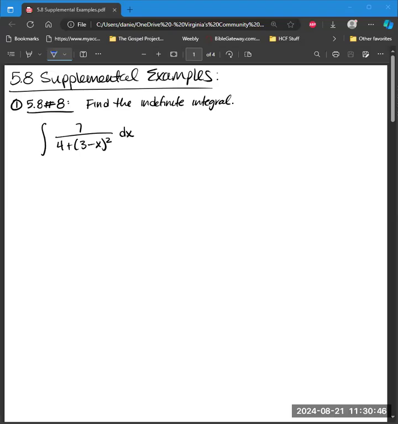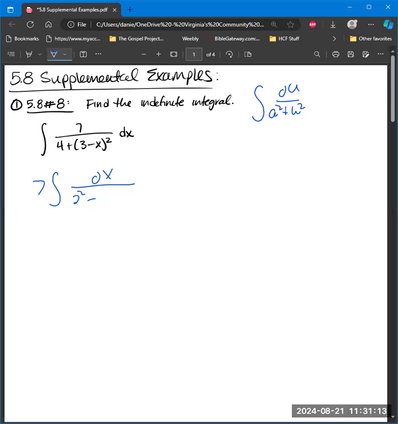In this video, we're going to talk about supplemental examples for 5.8. So let's go ahead and get started here. This one is going to be in the form of an arctangent. We have du over a squared plus u squared, where I'll just pull that 7 out front for right now.